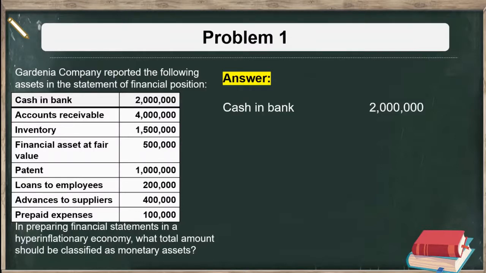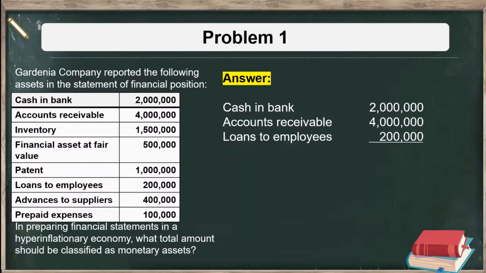The answer: the first would be cash in bank. Remember, monetary assets are receivable or would be collected as fixed and determinable amounts of money. Of course, cash in bank is money itself. Another item would be accounts receivable, and we have the loans to employees. So the total monetary assets would be 6,200,000. Those which are not classified as monetary assets are classified as non-monetary assets.